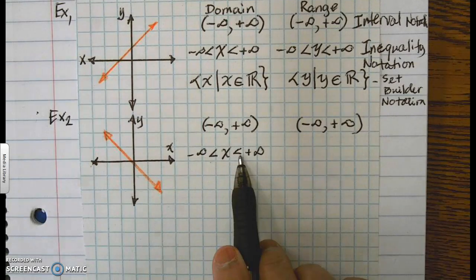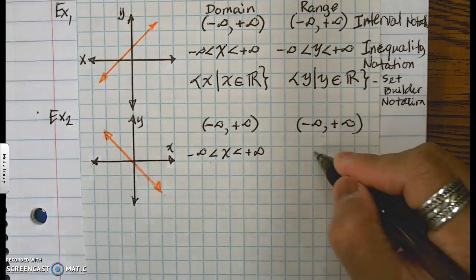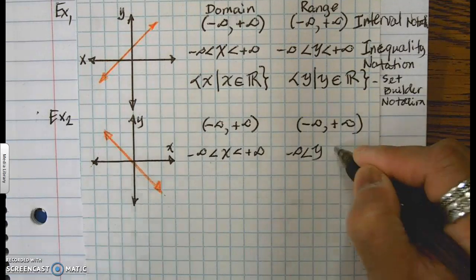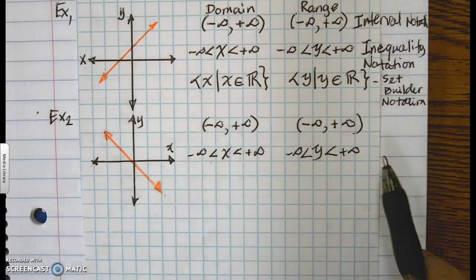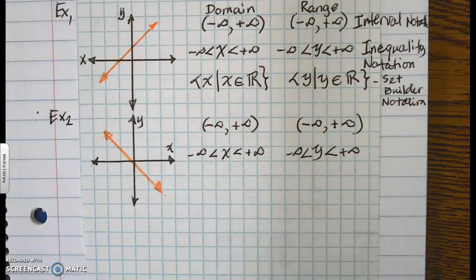No equal sign because infinity is never going to be equal. So let's look at the range: y is greater than negative infinity but less than positive infinity. And again, this is the inequality notation because it uses the inequality symbol.